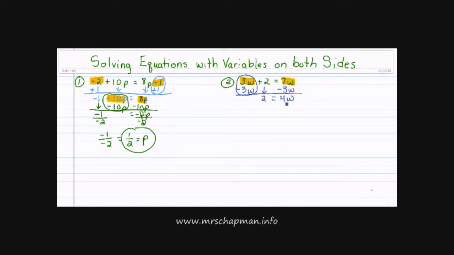I need to separate my 4 and w, and they're connected through multiplication. The opposite of multiplication is division. So I'm going to divide. And 2/4 equals w. They both have a common factor of 2. So I'm going to divide both by 2. And I get 1/2. And there's my answer. Let's go ahead and do some more.